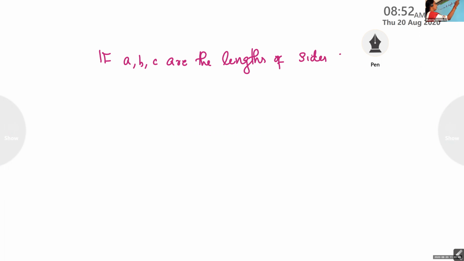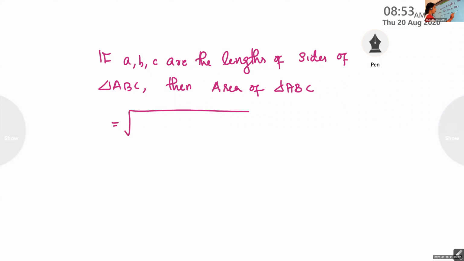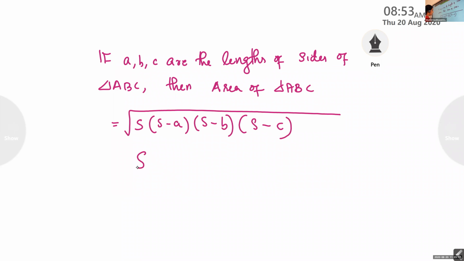If A, B, C are the length of sides of triangle ABC, then area of triangle ABC equal to root of S into S minus A into S minus B into S minus C, and S equal to A plus B plus C by 2.